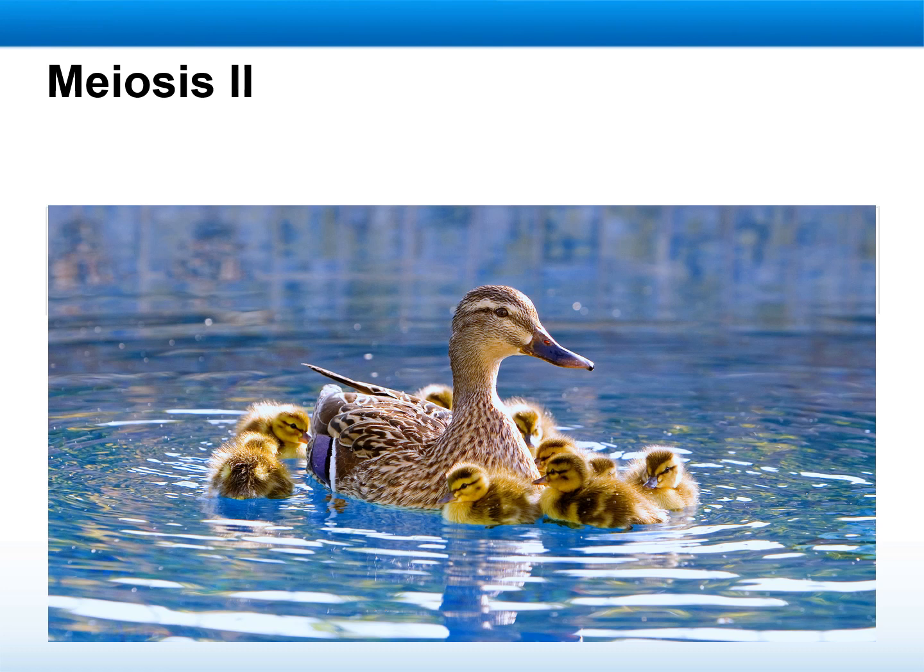At the end of meiosis 1, we have two haploid daughter cells. When meiosis 2 begins, the chromosomes still consist of duplicate chromatids.